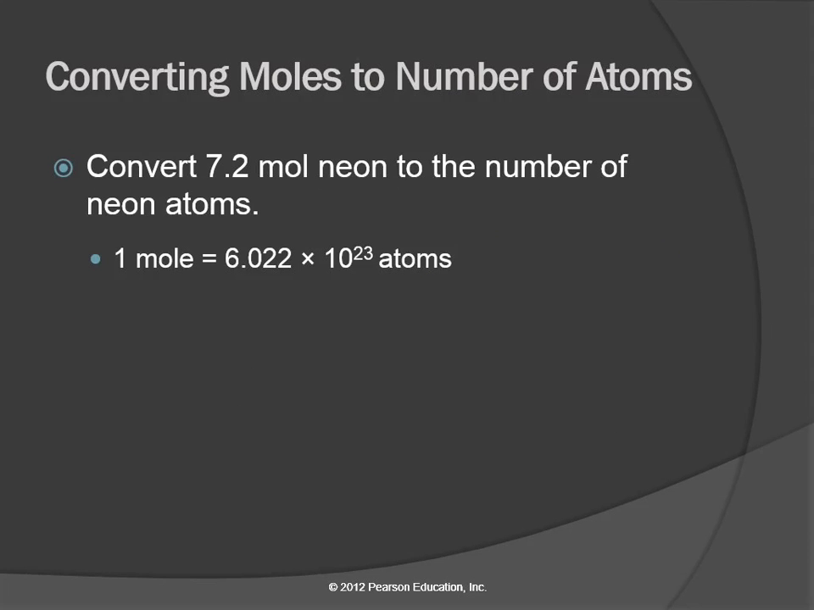So we need to learn how to do some conversions using the mole. So let's convert 7.2 moles of neon to number of neon atoms. And here I wrote out this relationship for you. This is something that you would be wise to memorize. It'll probably show up on the list of helpful information on an exam, but you'll save a lot of time if you don't have to look it up all the time. So we're given this, and we want number of atoms. So we're starting with 7.2 moles, and we're converting to atoms.